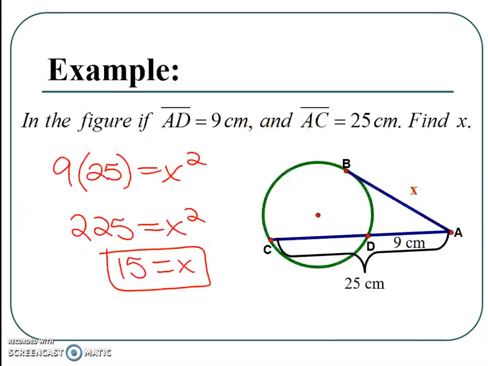So let's look at the example here. You have 25 for the whole secant line. Outside is 9, and we want to find X. So 9 times 25 is 225. X squared is 225. The square root of 225 will give me X, which is 15. So this one is 15.